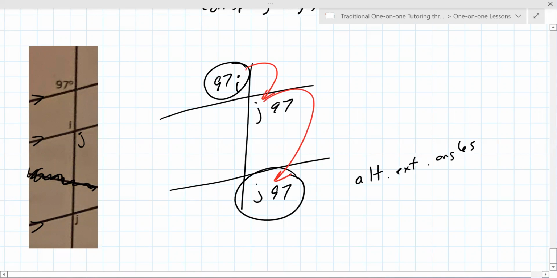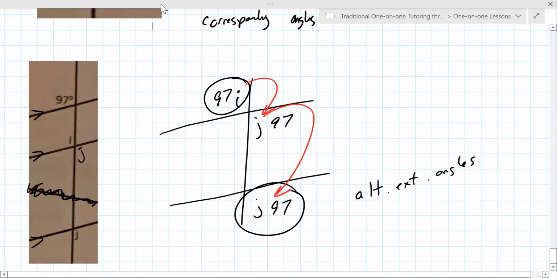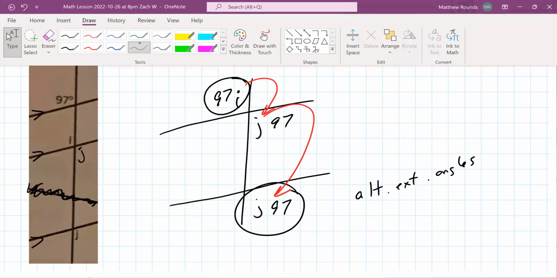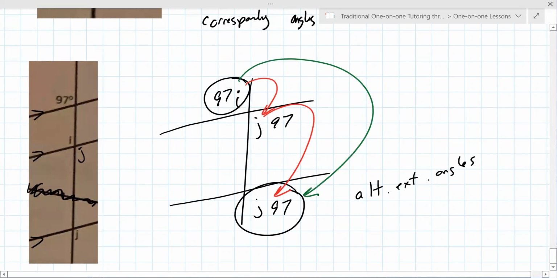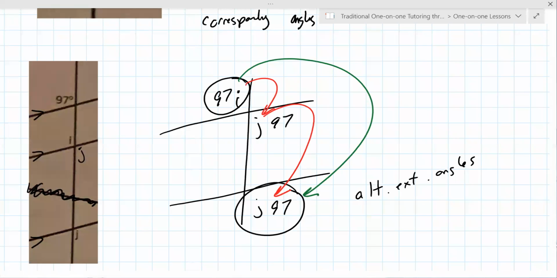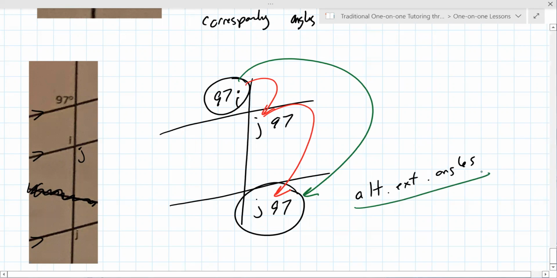But what if J was supposed to be next to that I? How would I even figure out how to do that problem? Oh, it's visual. It's alternate exterior as well. That's the most direct one. That's the one that I think they're looking for. But yeah, there's other little ones that lead to it. There are so many ways to do this.